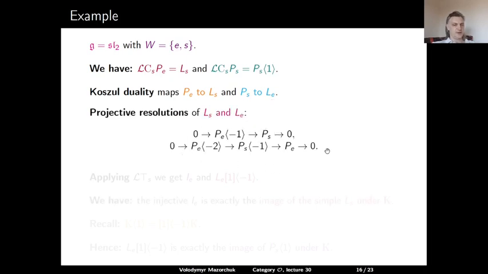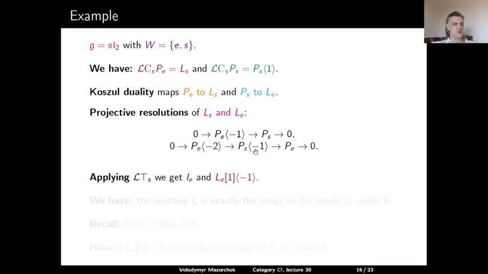We have already seen the projective resolutions of L_s and L_e previously. Applying the twisting functor to these projective resolutions gives the following. The twisting functor just shifts P_s by 1 and maps P_e to L_s. So the outcome will be just the injective module I_e. And in the second resolution, P_e goes to L_s, P_s is shifted by 1, P_e goes to L_s.